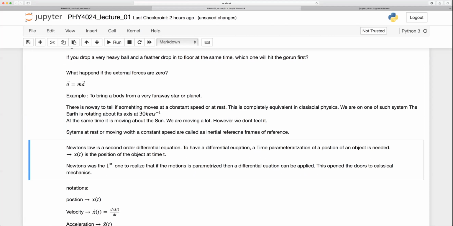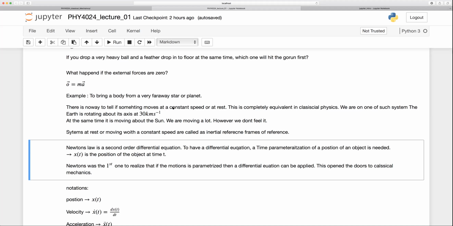Now, when the force is zero, we know that the mass should not be zero, and according to Newton's law, the acceleration is zero, right? If the acceleration is zero, we know that the body is either moving at a constant speed or at rest, right? Now, there is no way in physics to tell whether something is moving at a constant speed or at rest. This is what we know from Newton's second law, right?